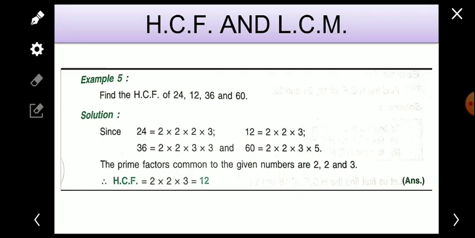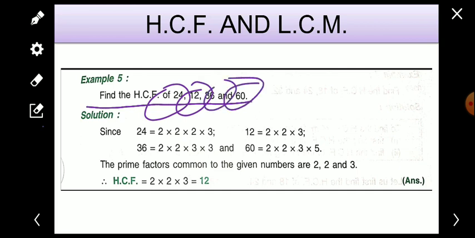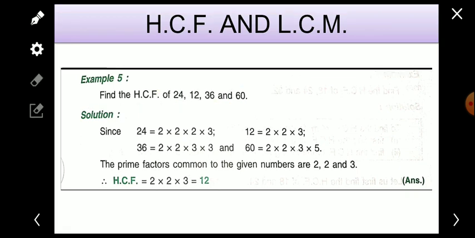Another example: we have to find the HCF of 24, 12, 36 and 60. At first we will write all the numbers in terms of prime factors. We will split the numbers into prime factors. So 24 is equal to 2 into 2 into 2 into 3. 12 is equal to 2 into 2 into 3. So all are prime numbers only.